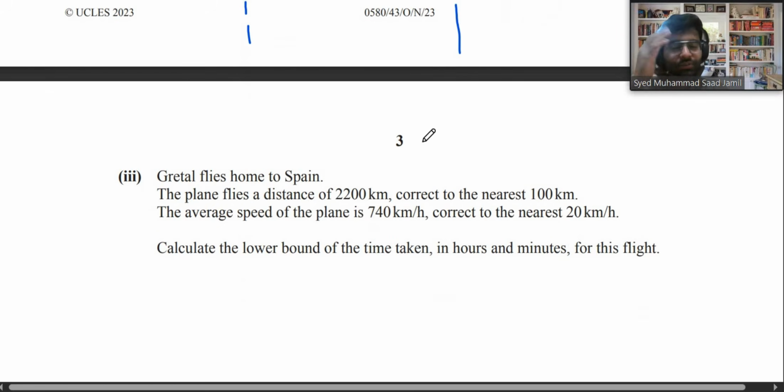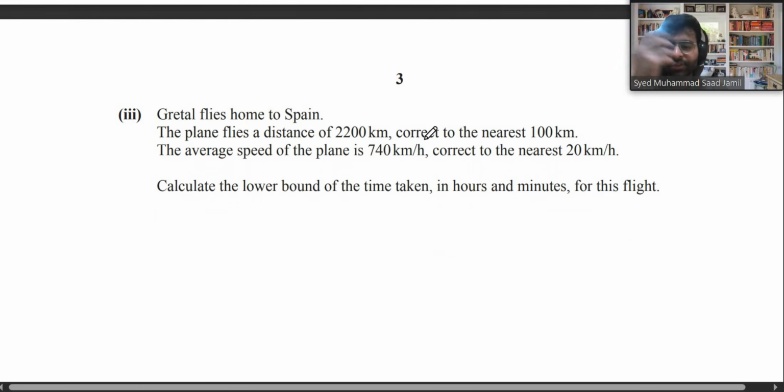Now the next question. This question is too long. They shouldn't have made a question so long. Anyways. Alright. Now in this question, the question says that Gretel, whatever her name or his name is, flies home to Spain. Nowadays we do not know if we can call he or she. So whatever its name is.